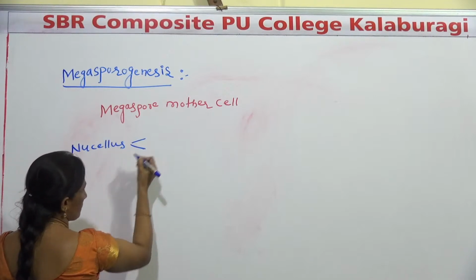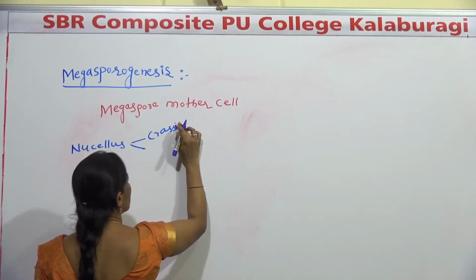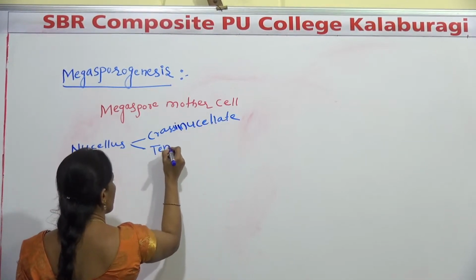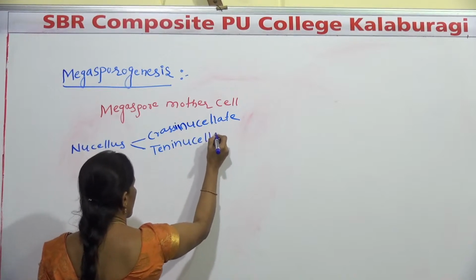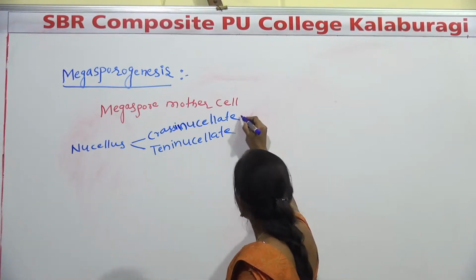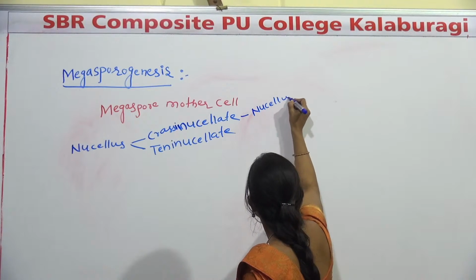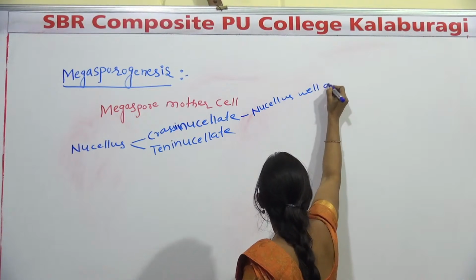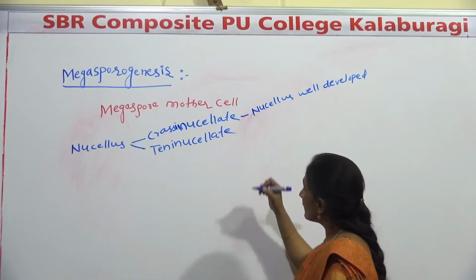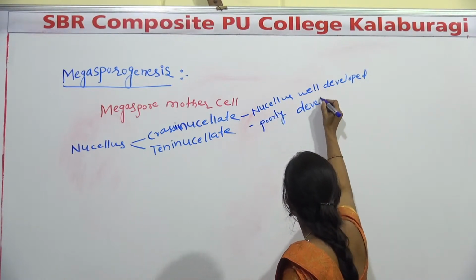Nucellus is of 2 types. One is crassinucellate and the second one is tenuinucellate. Crassinucellate means the nucellus is well developed. Tenuinucellate means the nucellus is poorly developed.